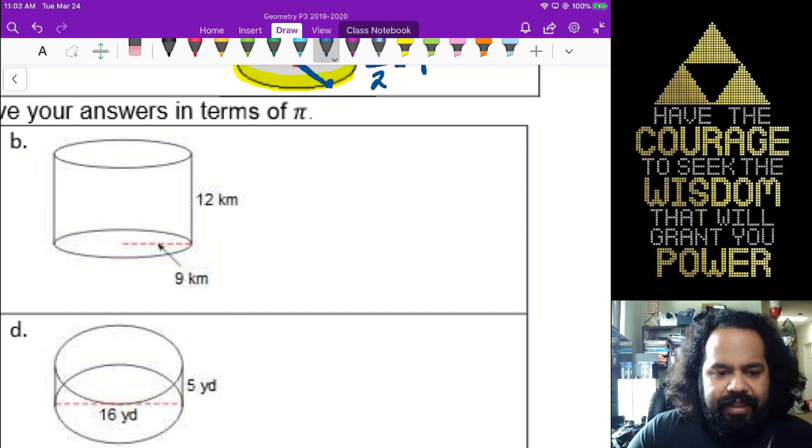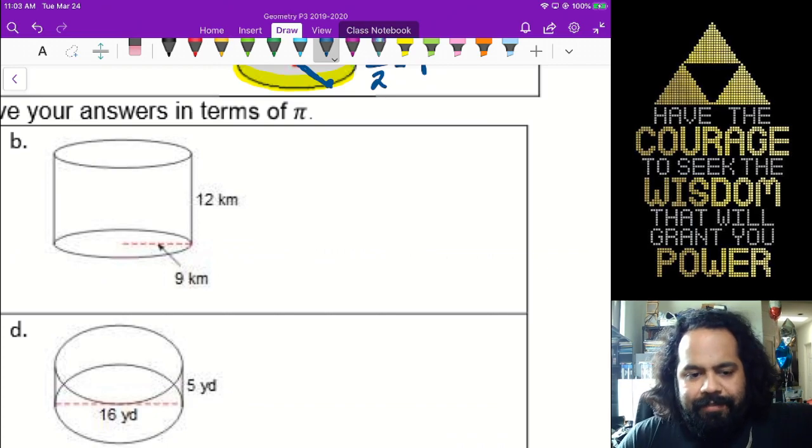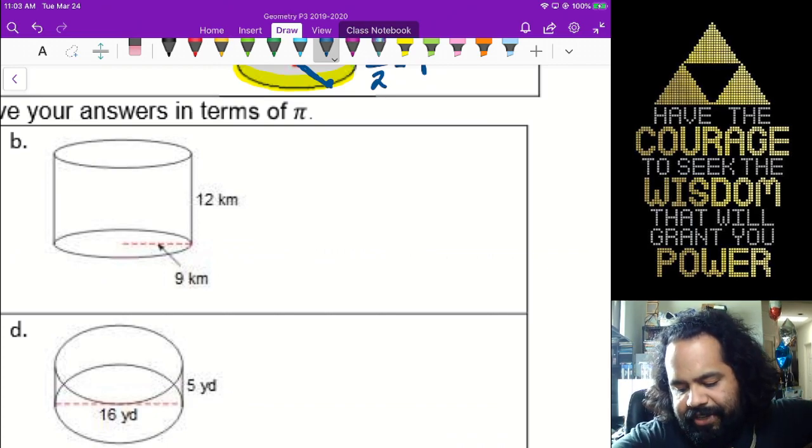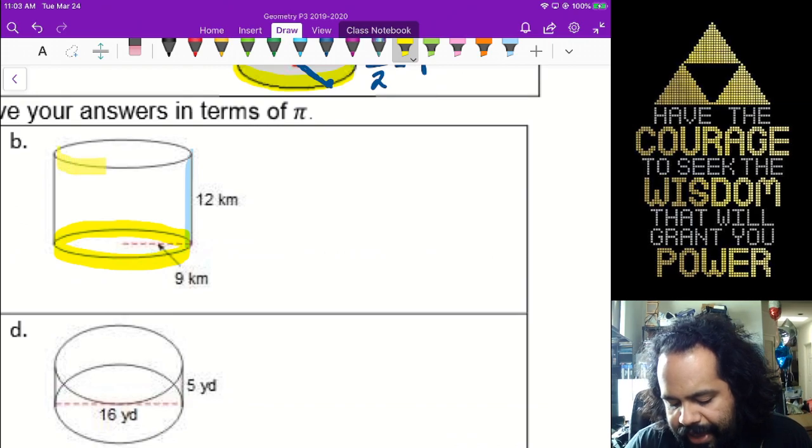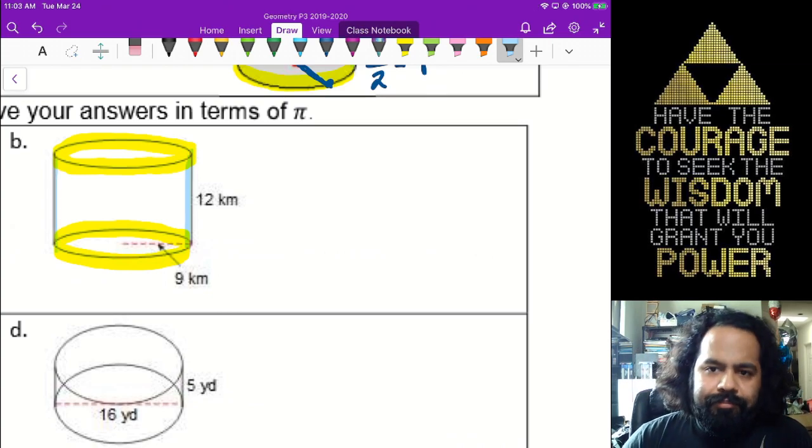Give it a try. I'm going to give you guys a little bit of time to work on that. I'm going to at least identify my parts. Here's my base. Here's my height. And I mean, if you want to highlight the other base too, that's cool. Because then you can kind of see that, hey, here's our ice cream sandwich.